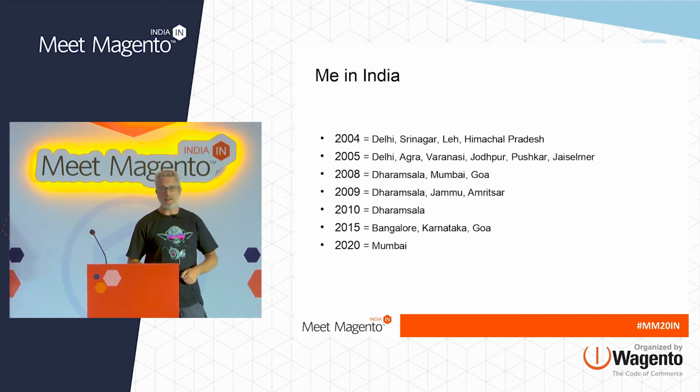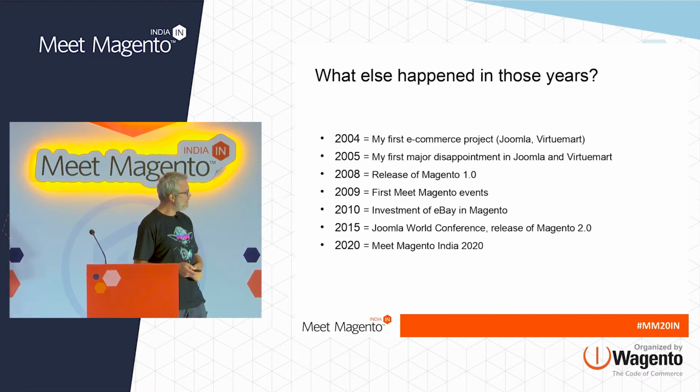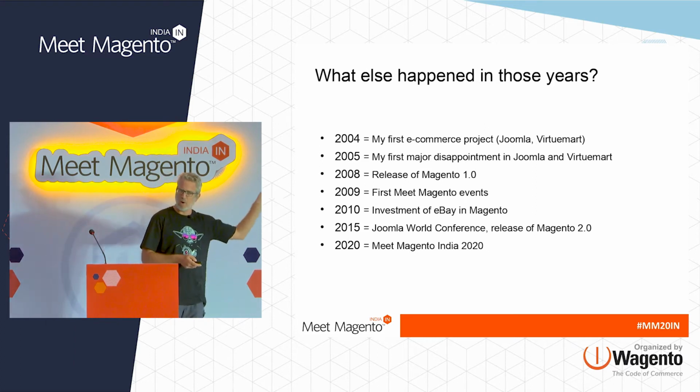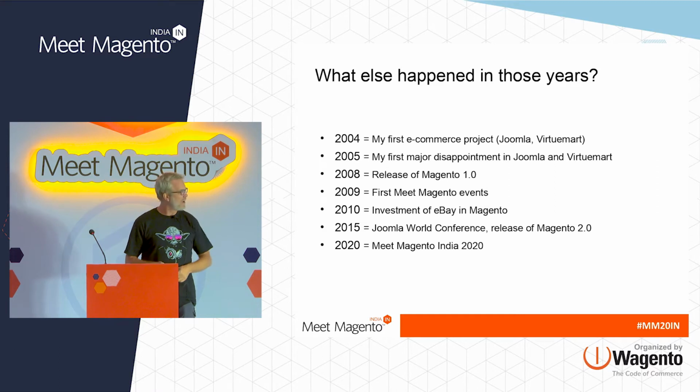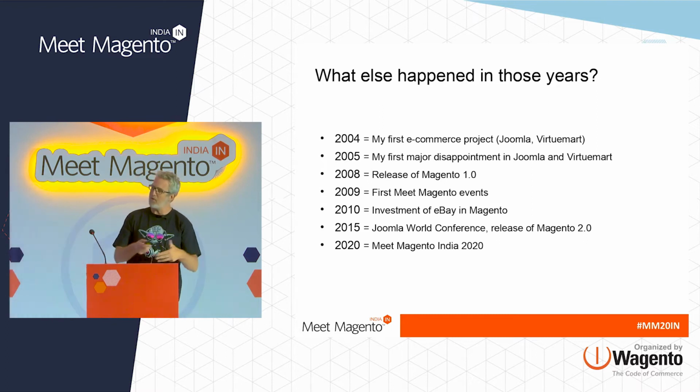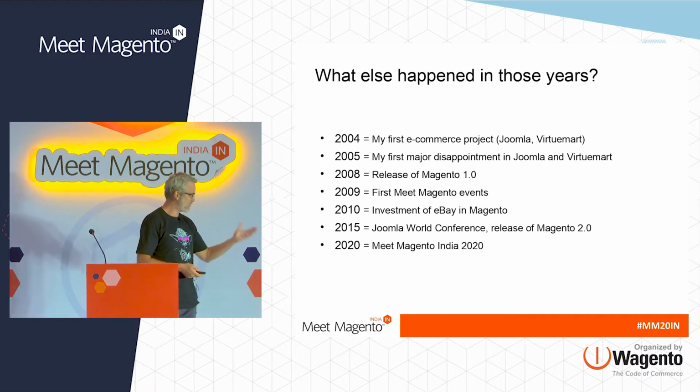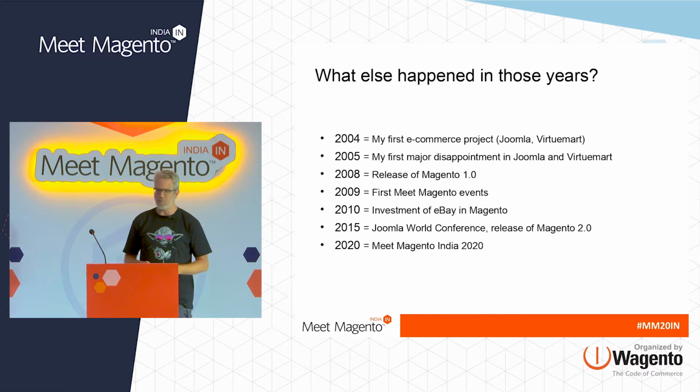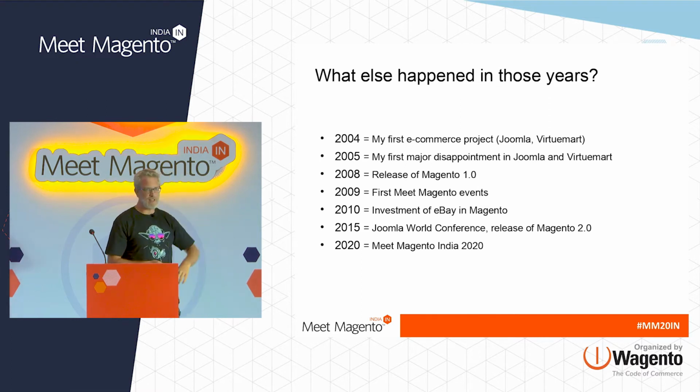And then in 2020, there I am in Mumbai. It's funny to see that over all of those years, there's a lot of change. I started off personally with Joomla Virtuemart. In 2005, I was really disappointed with that combination, but I still had to wait for a couple of years before Magento 1 actually came out. It's not a sum-up of my life, but I just try to pick up those years and correspond them to what happened with Magento itself. There's Magento 1.0, there's a couple of Magento events coming up. In the years, eBay took over. So basically there's a lot of change.